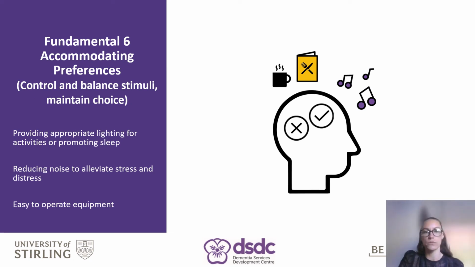So Fundamental 6 is about accommodating preferences, and this relates to providing appropriate lighting for activities or promoting sleep, reducing noise to alleviate stress. The important thing about that is that stress might lead to distressed behaviour, therefore controlling or reducing stressful stimuli and promoting the ability for someone to be able to do this independently or carry out tasks or activities might reduce the potential for this.